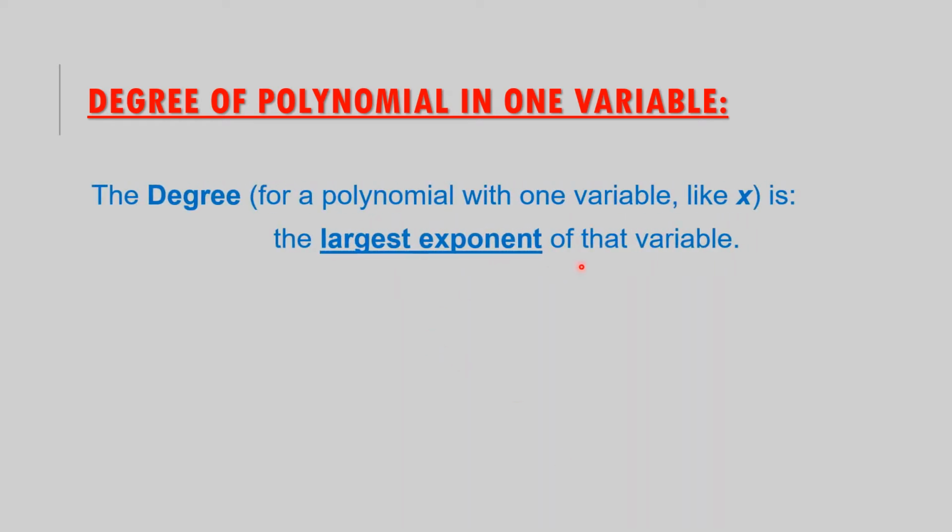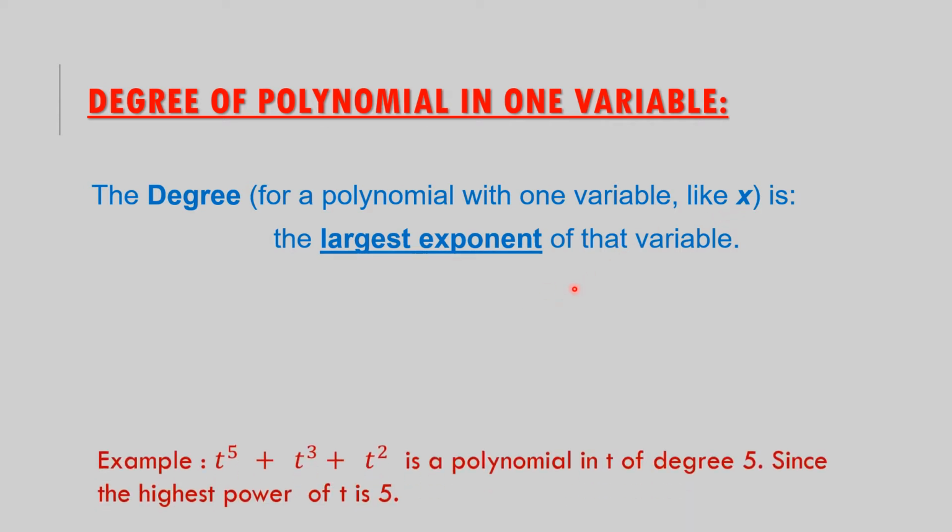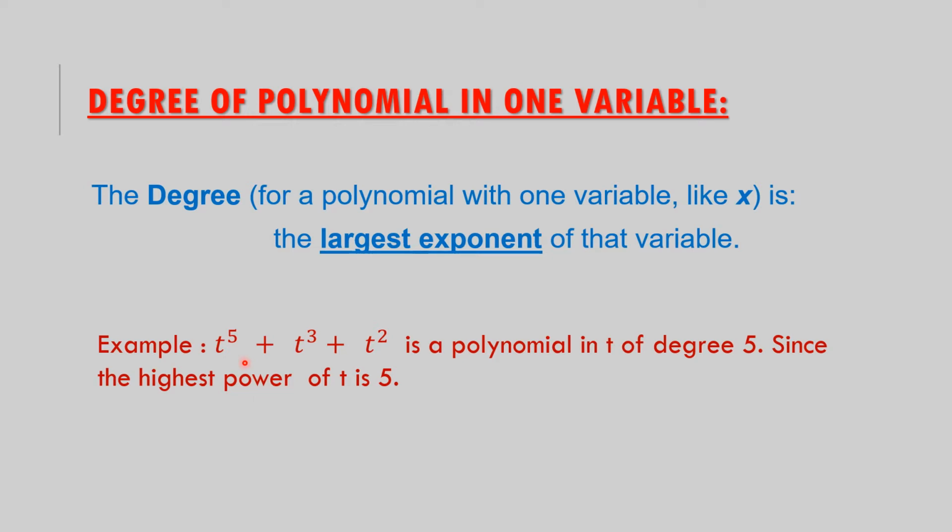Now what is the degree of a polynomial in one variable? The degree of the polynomial with one variable, for example x, is the largest exponent of that variable. For example, t to the power 5 plus t to the power 3 plus t to the power 2 is a polynomial with one variable because we have only t as a variable here. Here the highest degree is 5. So the degree of the polynomial in one variable is 5. In this case also we observe the highest degree.